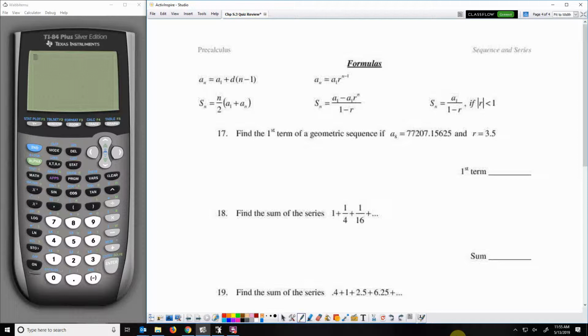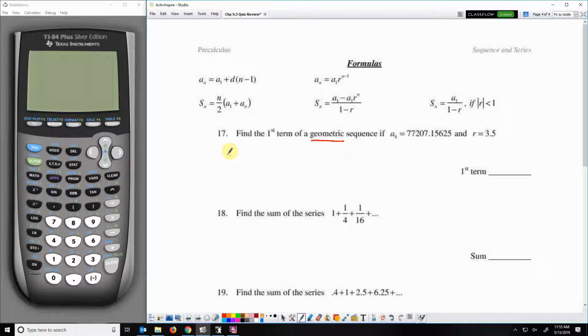All right, now we will move on to the final page of our review. Find the first term of a geometric sequence. This does not say sum, so that eliminates the bottom row. First term, and it is geometric, so it's got to be this formula right here.